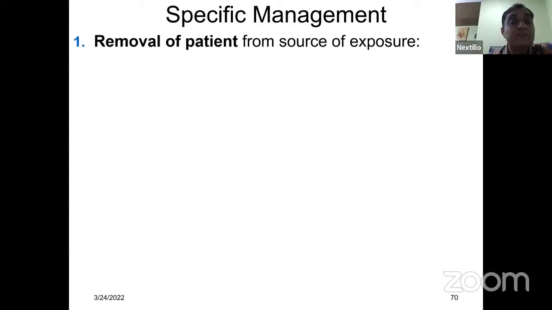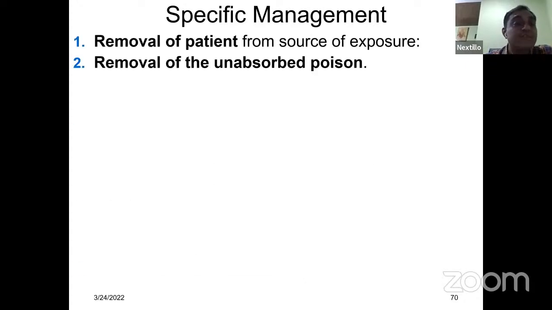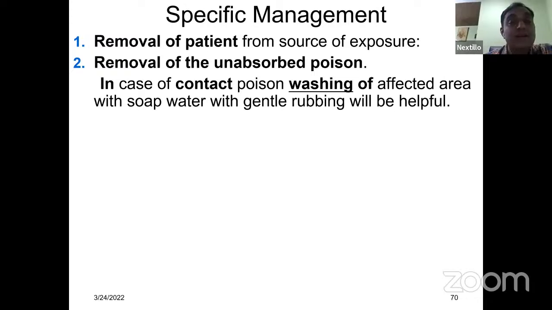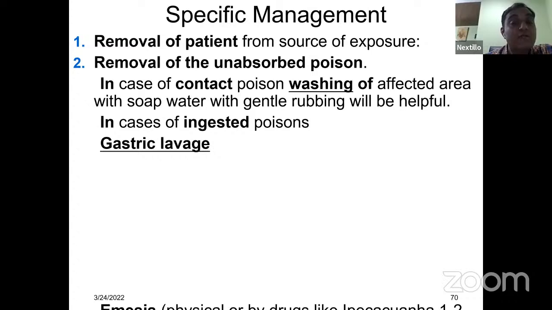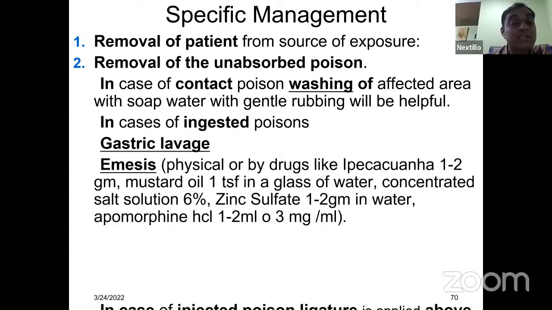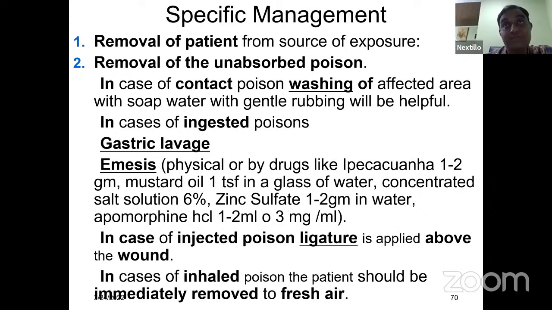Okay. Specific management must be removal of the patient from the source of exposure. Then removal of the unabsorbed poisons: washing the affected part with soap and water with gentle rubbing will be helpful. In case of ingested poisons, we have to go for gastric lavage or emesis. In case of injected poisons, a ligature is applied over the wound, which is not so common nowadays. In cases of inhaled poisons, the patient must be removed to fresh air.